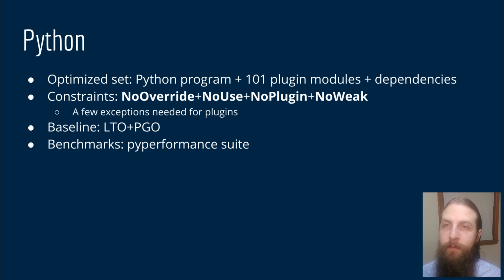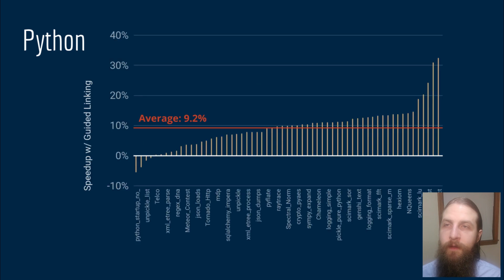For our baseline, we applied link time optimization and profile guided optimization separately to each program, library, and plugin. The guided linking version used LTO and PGO on the merged library. We evaluated Python using the PyPerformance benchmark suite. Here are the speedups we get on each of the benchmarks.